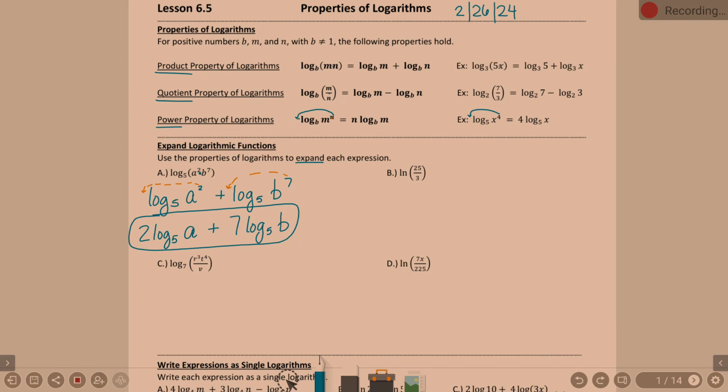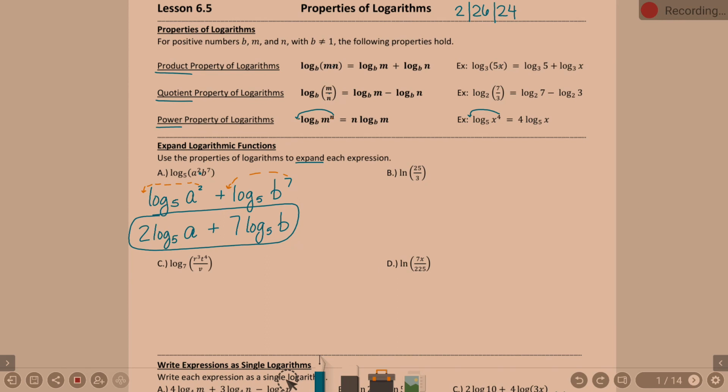Okay, B. Natural log of 25/3. Natural log is still a log, isn't it? Yeah, it's just a different base. So these same properties, even though they're written with log base 3, 2, and 5, still apply. It's just log base e.